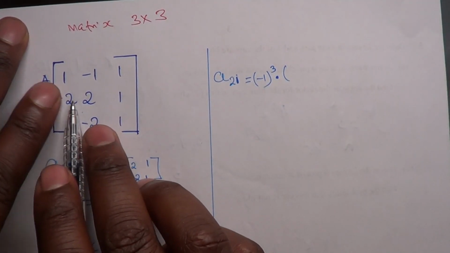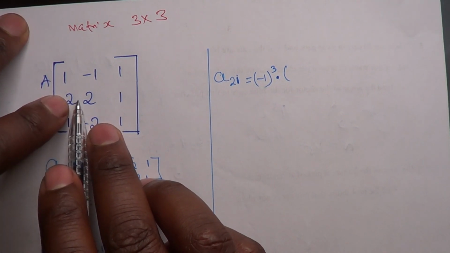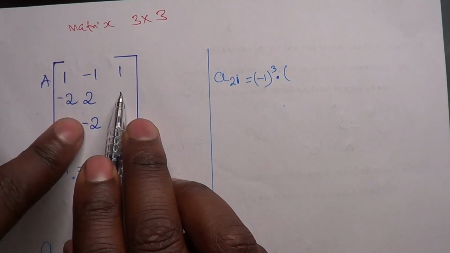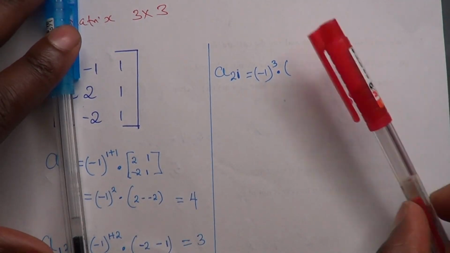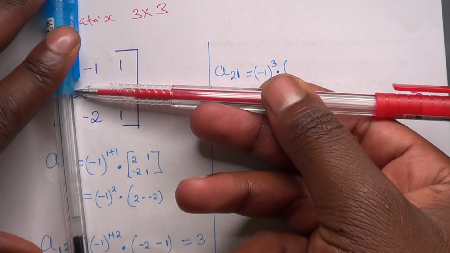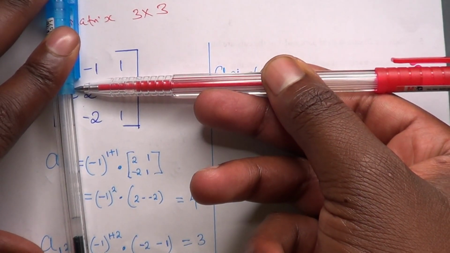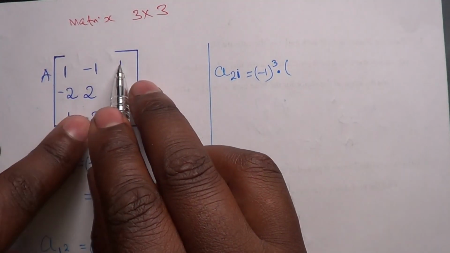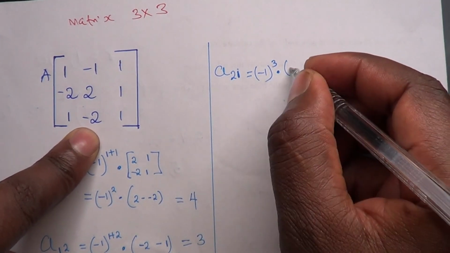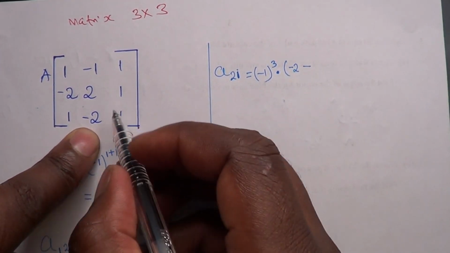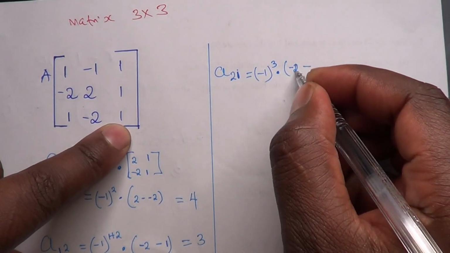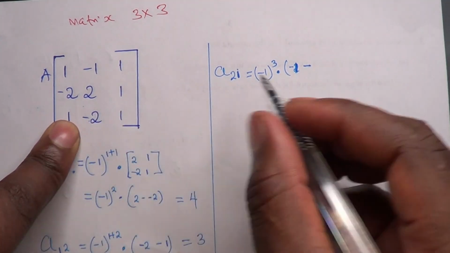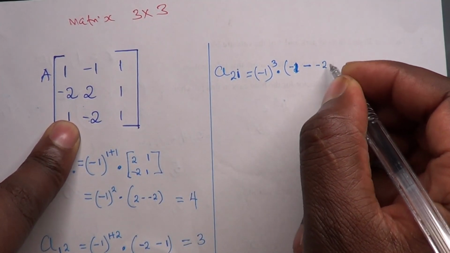Now what is the minor of negative 1? That is the minor of the second row, first column. Now we close this row and this column, and we remain with negative 1, 1, negative 2, 1. So it will be negative 2 times 1, that is negative 2, minus 1 times negative 1, which is negative 1, times... we remain with negative 2.